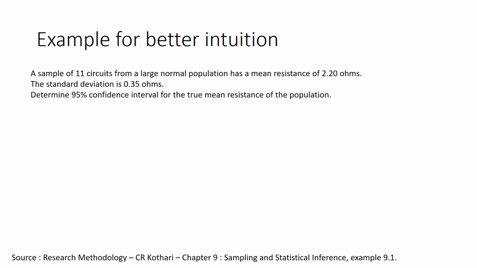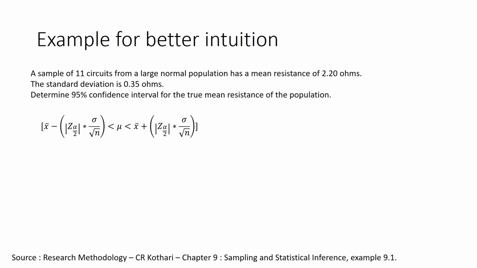So yeah, this is the confidence interval for the z statistic. So we are going to use the z score to solve this one and determine the 95% confidence interval for the true mean resistance of the population. So as you remember, for the 95% confidence interval, we have 1.96 critical value. Now we are going to put that into practice.